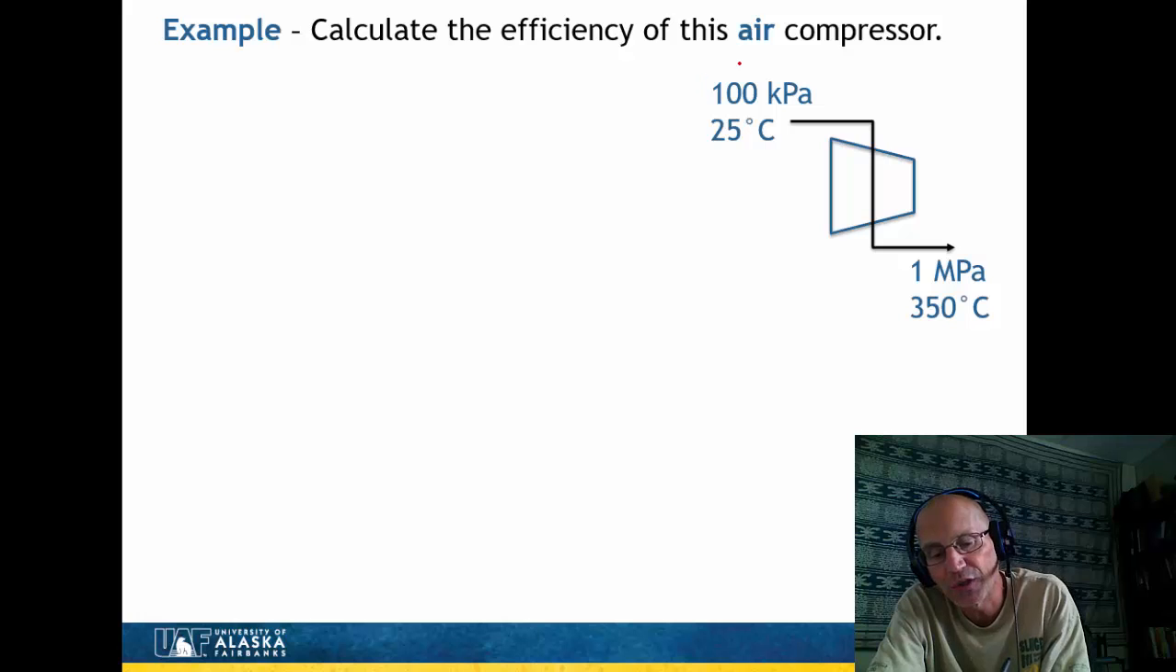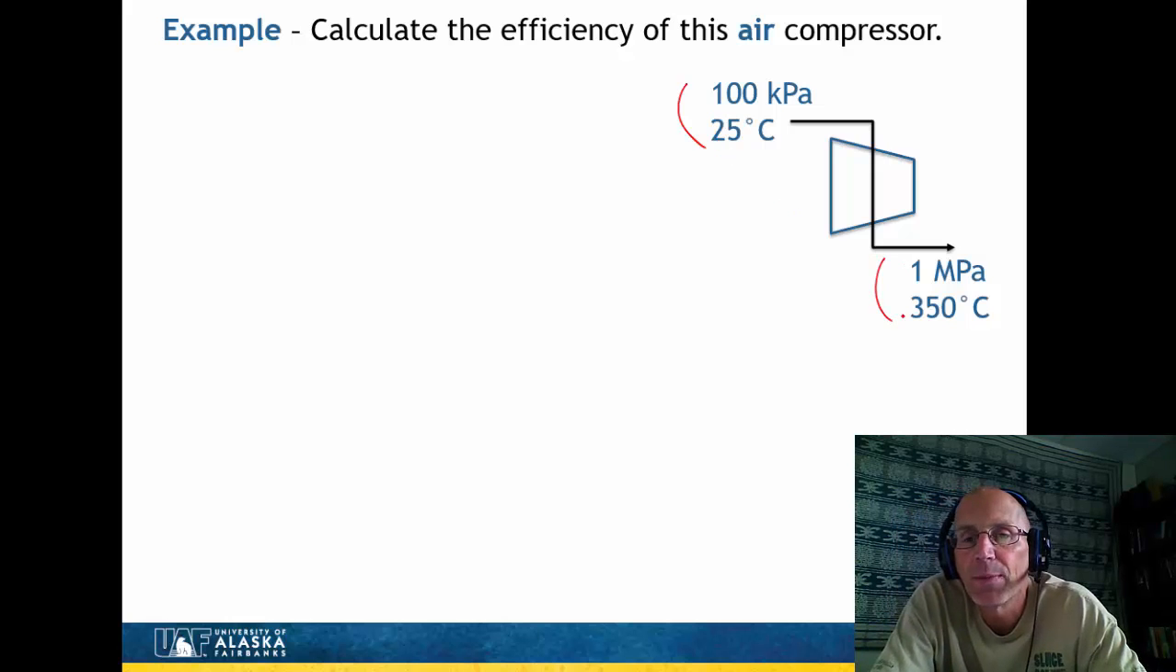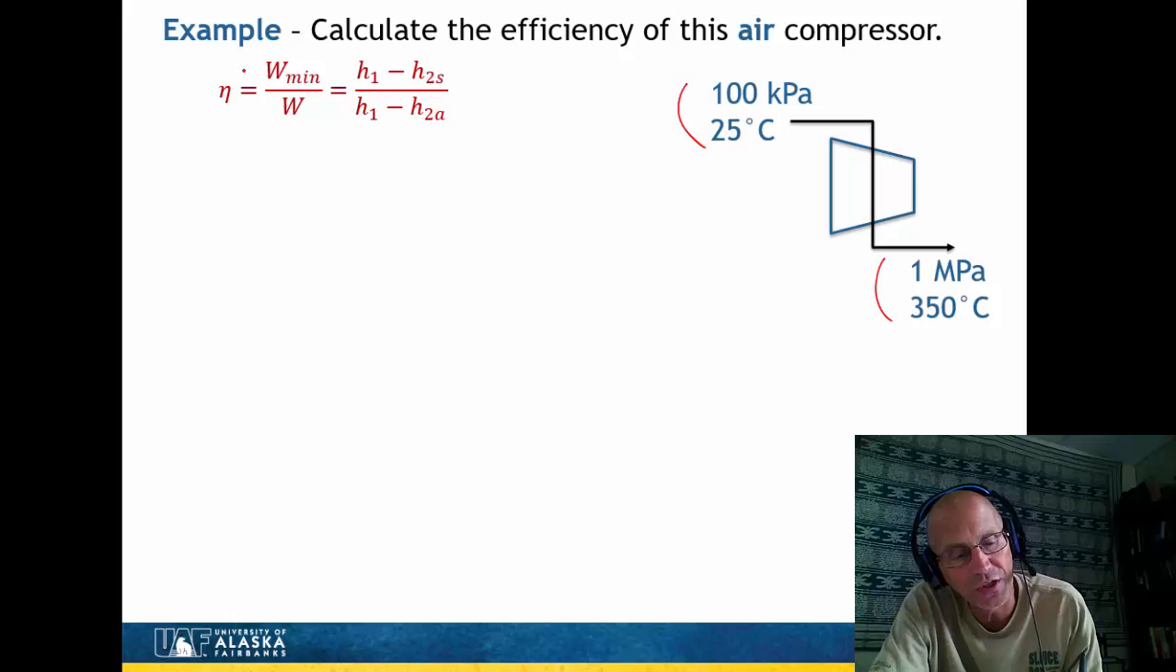So let's go ahead and apply this to an example for a compressor. It's an air compressor. I've got inlet conditions around atmospheric, 100 kPa, 25 C, and I'm told that the outlet is at 1 megapascal and 350 C, and I want to know what the efficiency is. All right, so here's my efficiency equation. I want to know what the minimum work is. That would be the work that could have been input. It would be less than the actual, so this over here will be my actual work.